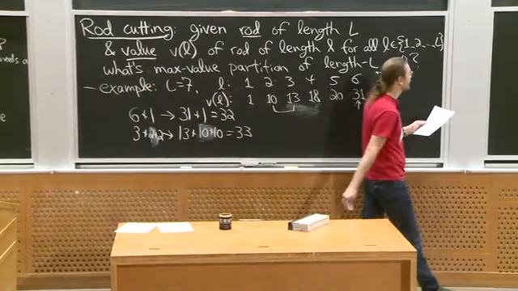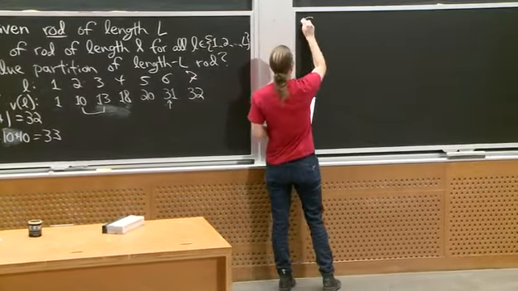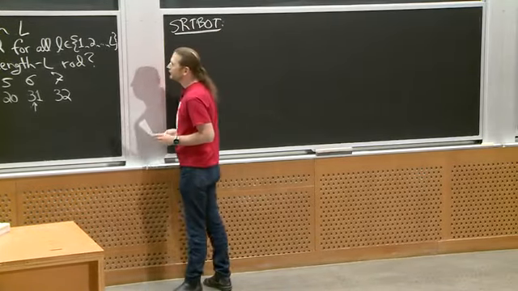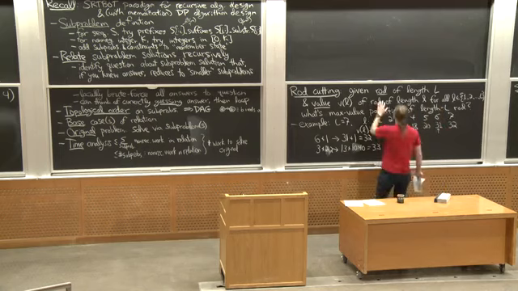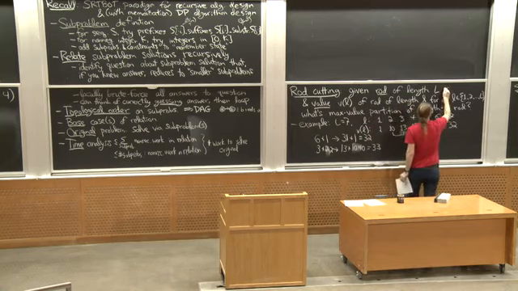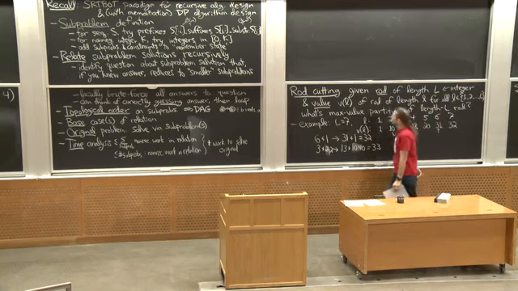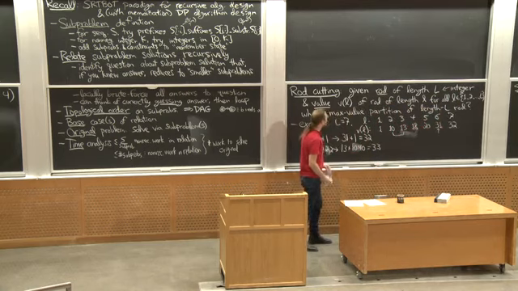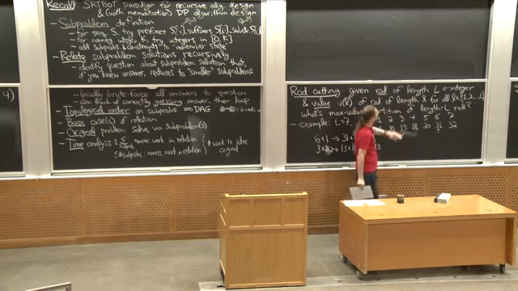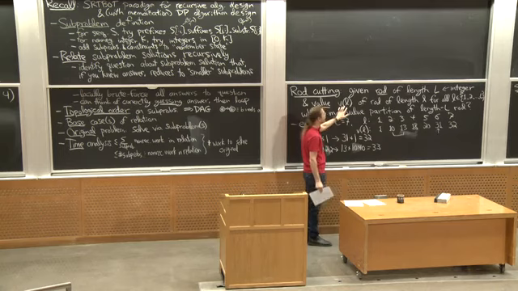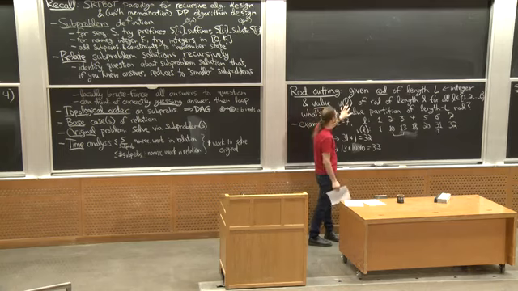So let's solve this with sortbot. What's the input to this problem? Well, I didn't mention this is a positive integer length. So we have one input, which is an integer L. And we have another input, which is, I guess, an array of integers. So this is a sequence, and this is an integer.